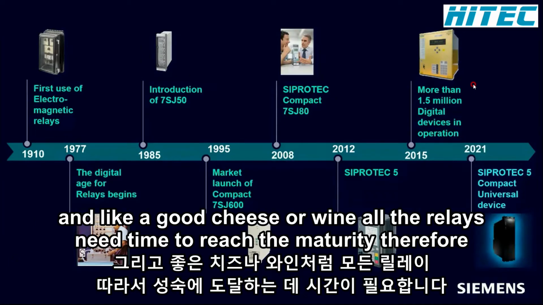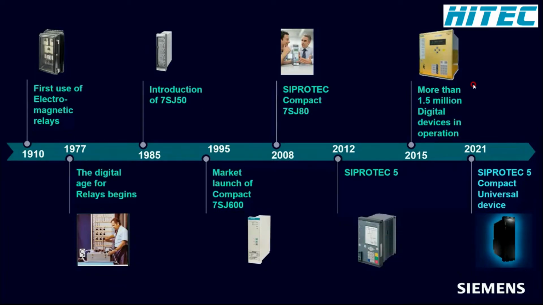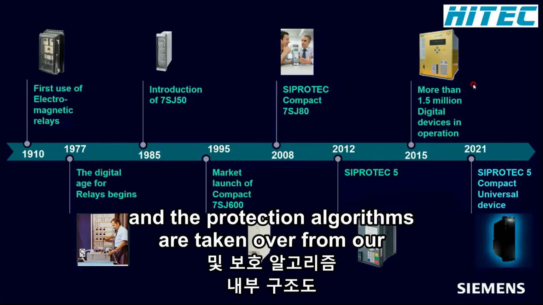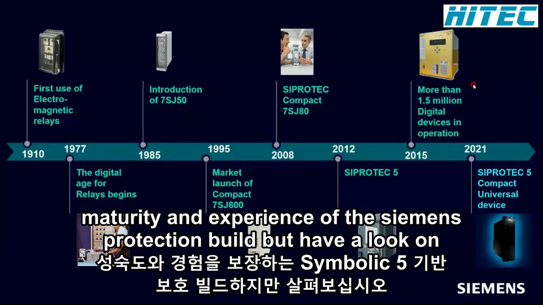And like a good cheese or wine, relays also need time to reach maturity. Therefore, SIPROTEC 5 Compact relays are designed and built on more than 110 years of protection experience. The protection algorithms are taken over from our SIPROTEC 5 relays. Also, the internal structure is built on SIPROTEC 5, ensuring the same quality, maturity and experience of the Siemens protection builds. But have a look.